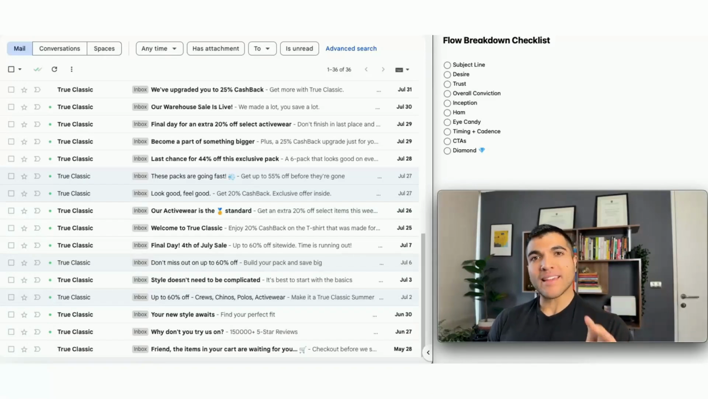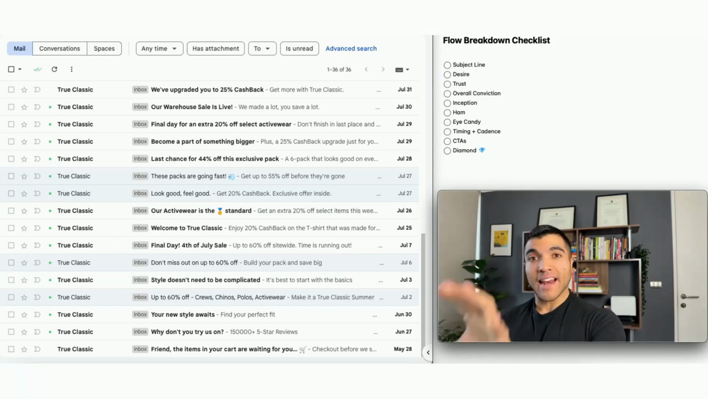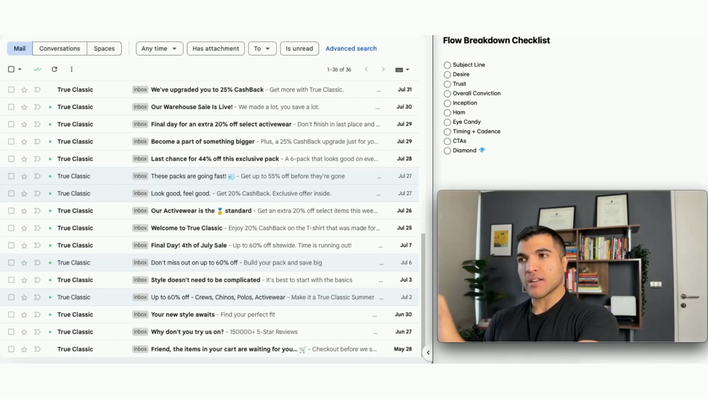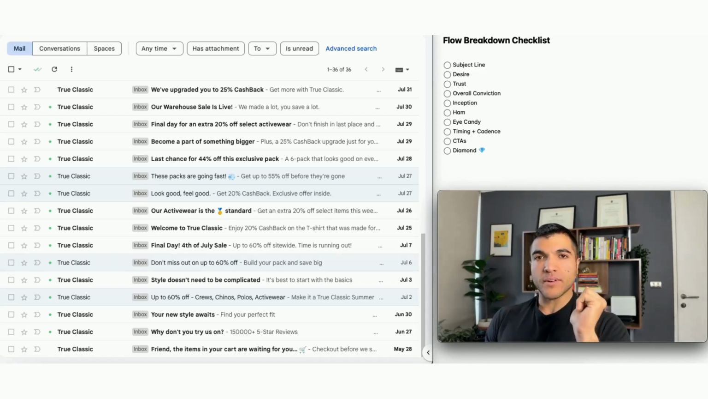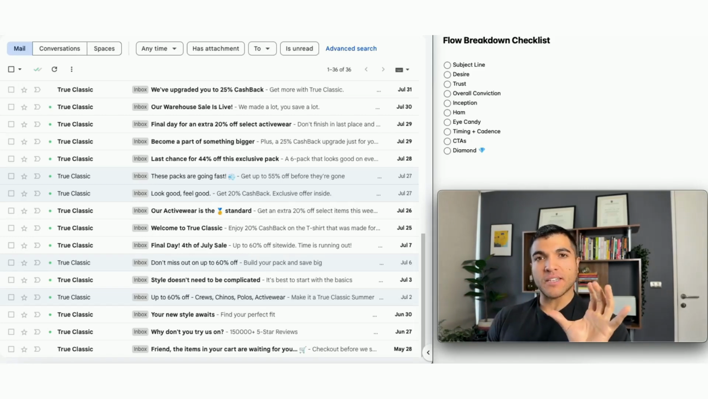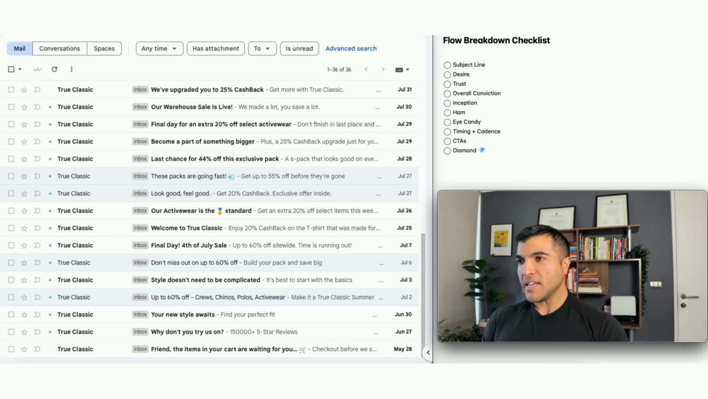Okay, so I'm Matt Pirelli, and this is another flow breakdown, in this case for True Classic. We'll be breaking down two flows here, the cart abandonment flow and the browse abandonment flow. So I'll be running this through my checklist at the end, my different items, where I'll be deciding whether any of these emails deserve to be called a diamond email, which we'll get to in a moment. So for now, two flows.